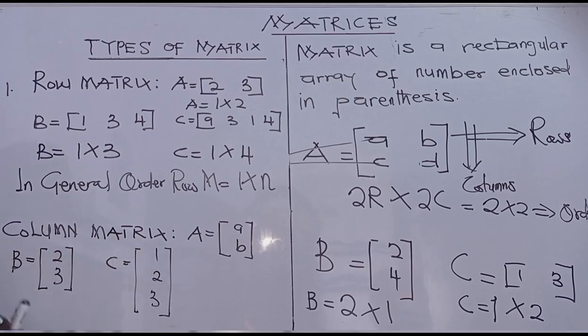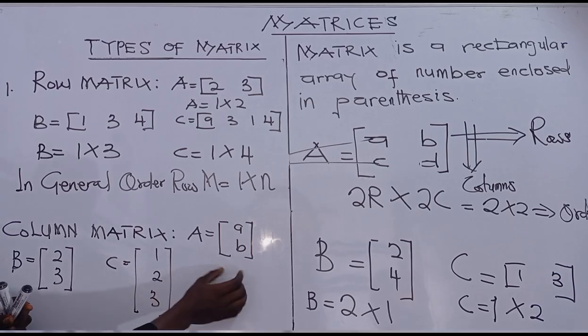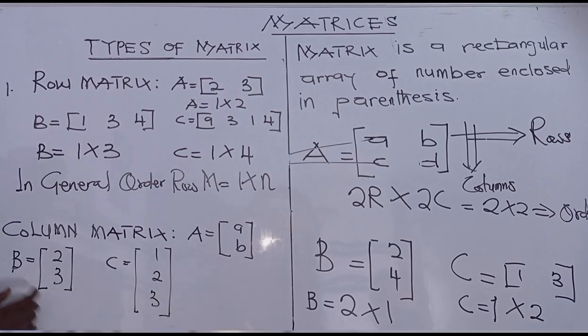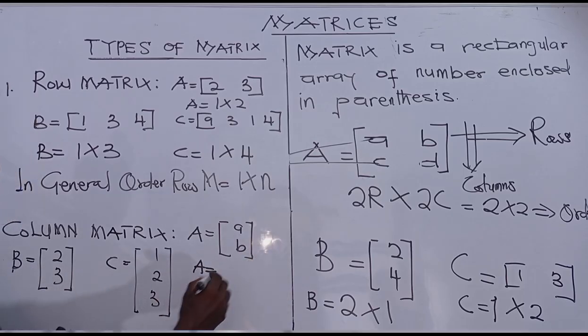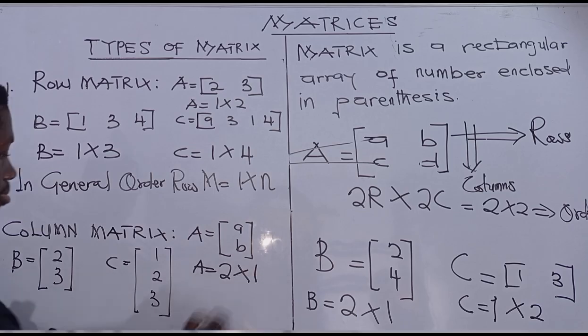Now when we talk about a column matrix, it is a matrix which contains only one column. So you can see that matrix A contains only one column, matrix B contains only one column, and matrix C also contains one column. Let's look at the order of matrix A. How many rows do we have and how many columns do we have? We have 2 rows. How many columns? We only have 1 column.